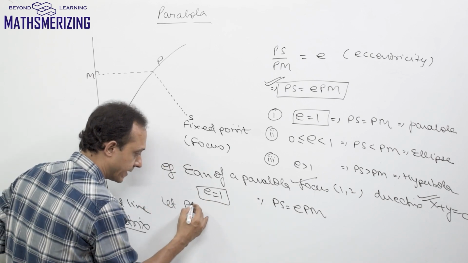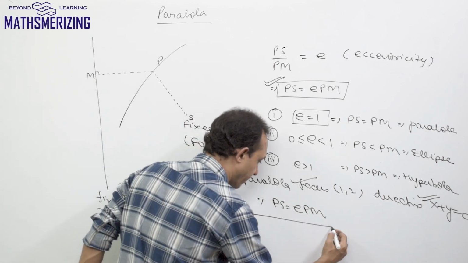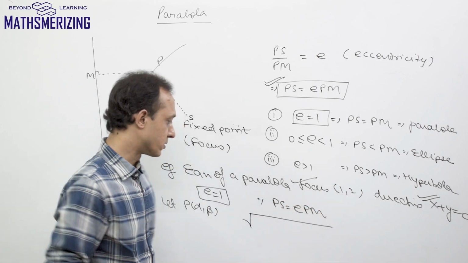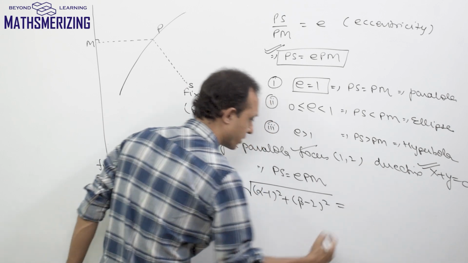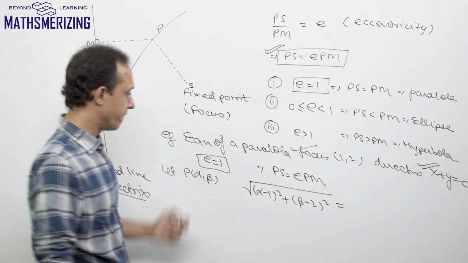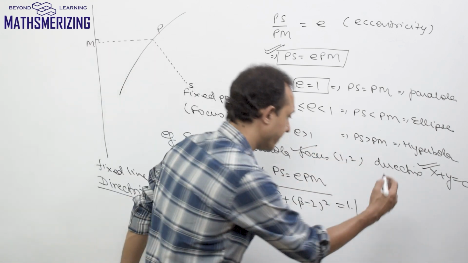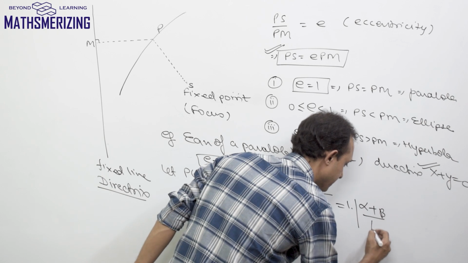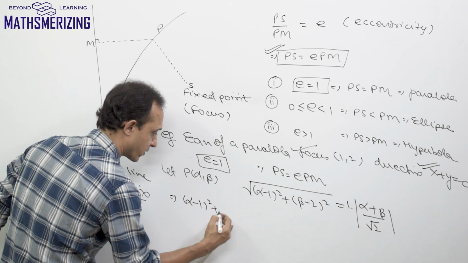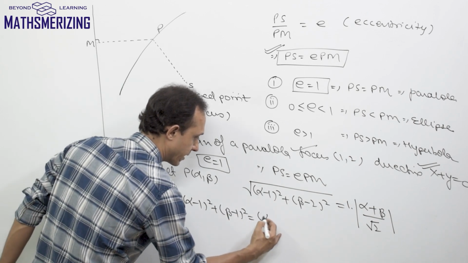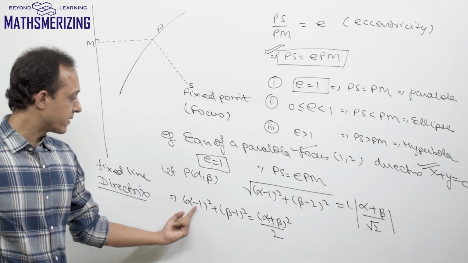So what we'll do is we'll let P be (alpha, beta). So PS is nothing but the distance formula, the distance of this point from this given focus. So it is alpha minus 1 whole square plus beta minus 2 whole square. And what is E? In case of a parabola, the value of E is 1. And what is PM? PM is the distance of this point from this given line. And we know that this distance is (alpha plus beta) upon root 2. So if I square it, I can write it as alpha minus 1 whole square plus beta minus 2 whole square equals (alpha plus beta) whole square upon 2. So now I'll change alpha into x and beta into y.